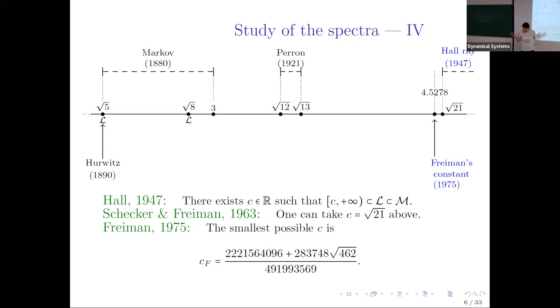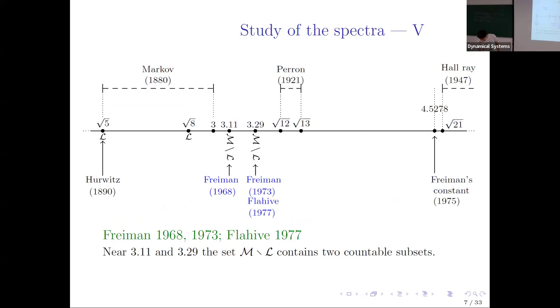So there are no intervals contained in the spectrum before T1, but the question of whether there are any intervals between this constant and the value where the dimension becomes one, nobody knows. There is not even a partial answer, such as that between T1 and 4 there are no intervals, but maybe there are intervals between 4 and 5. No intervals between square root of 12 and square root of 13.